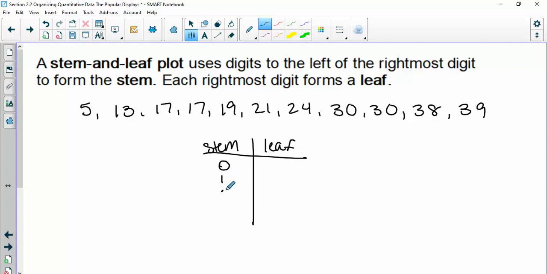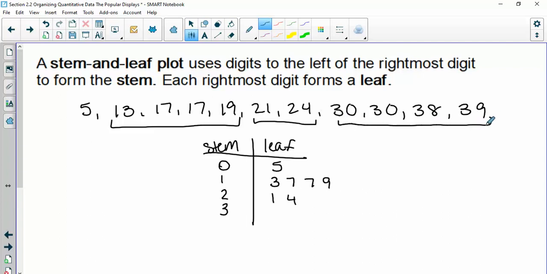And so we put these in order. We have 0, 1, 2, and 3. And then the leaf is our 1 spot. So the only one that had a stem of 0, the leaf was 5. Okay, then everything that had a stem of 1, we had a 3, 7, 7, 9. You do want to put these in order, so I gave them to you in order, but you would go small to large. If you have repeated values, you list them repeatedly. So everything with a stem of 2, that's a 1 and a 4. Stem of 3.